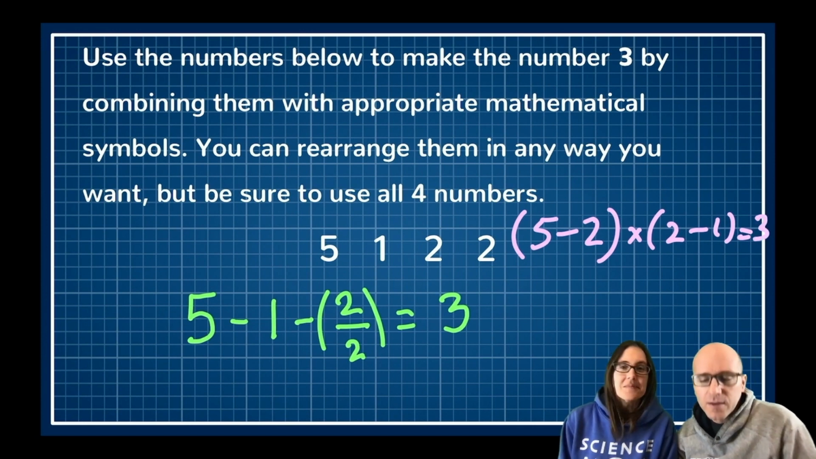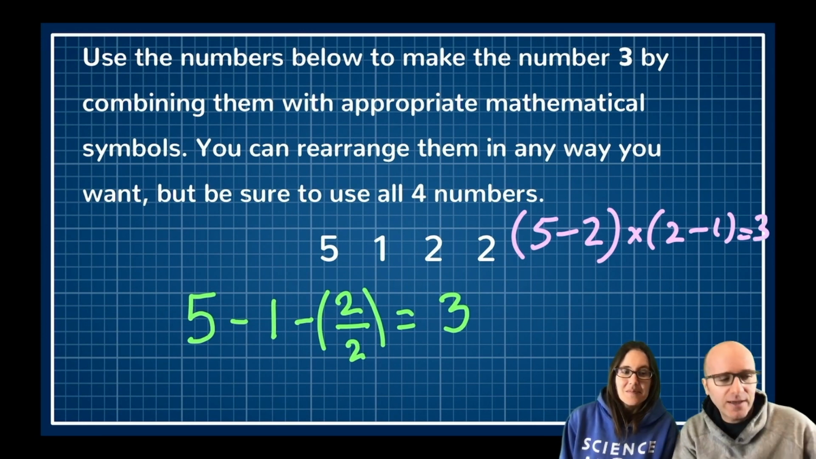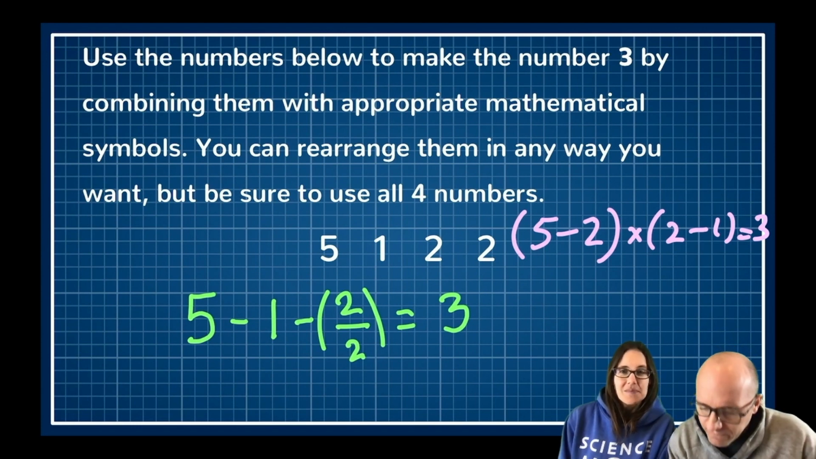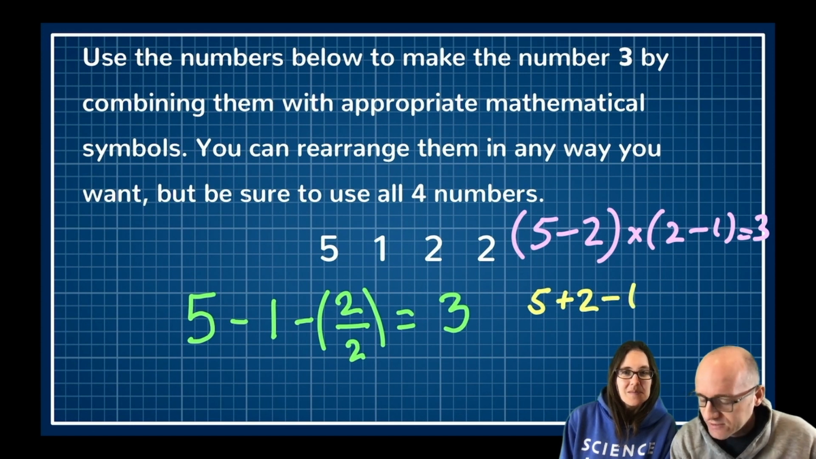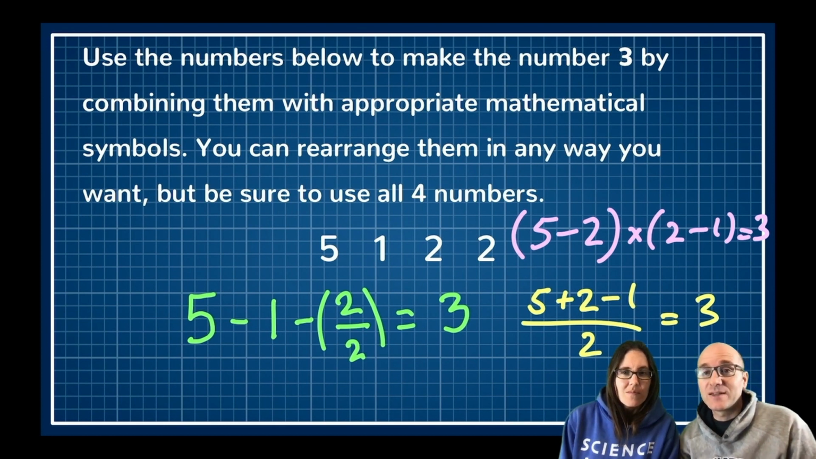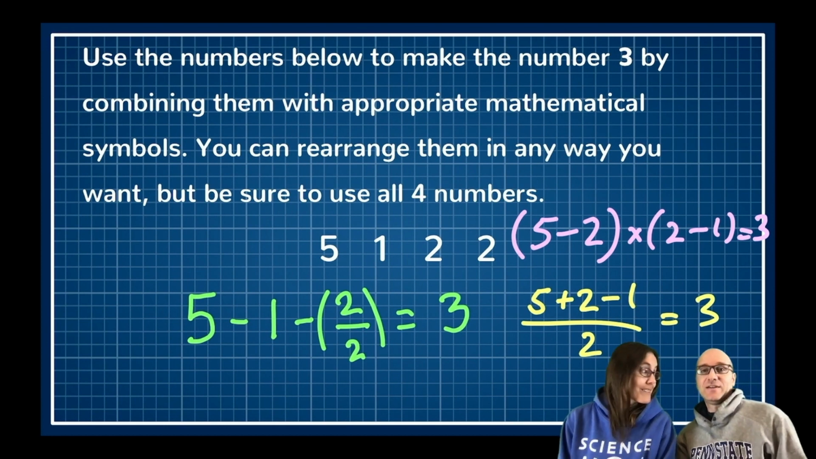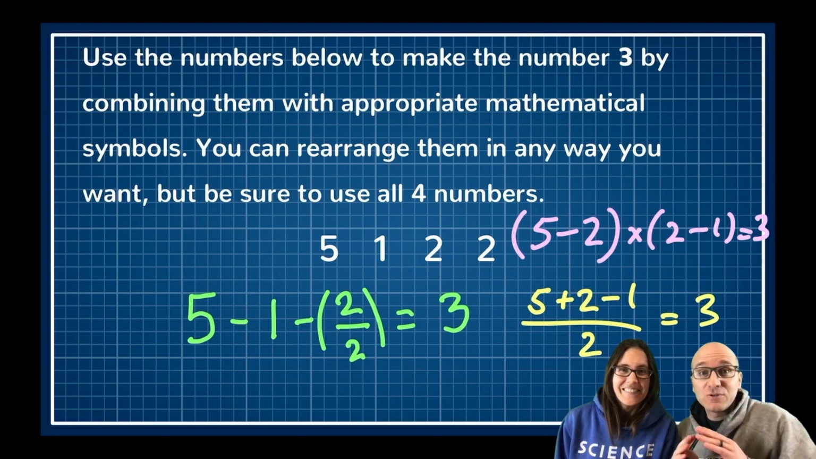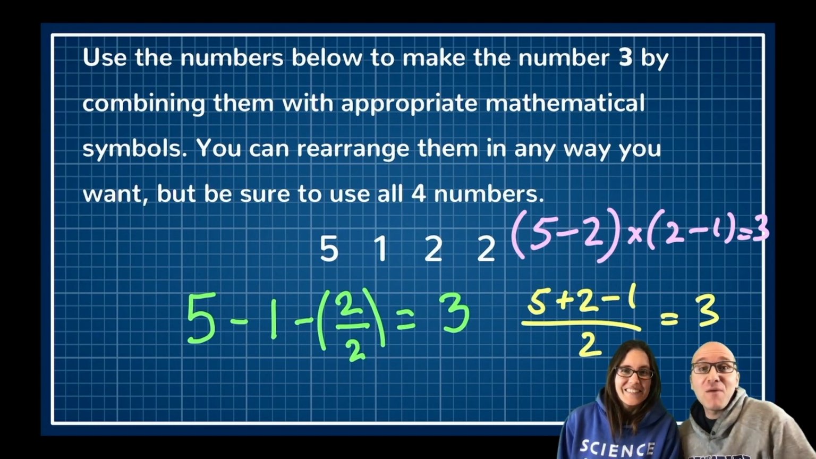Okay, and I think I even saw yet another way. What if we were to do 5 plus 2 minus 1, and then divide all of that by 2? So that would be 6 divided by 2, which is 3. Gotcha. Nice. So if you came up with another solution, we'd love to read it down in the comments.